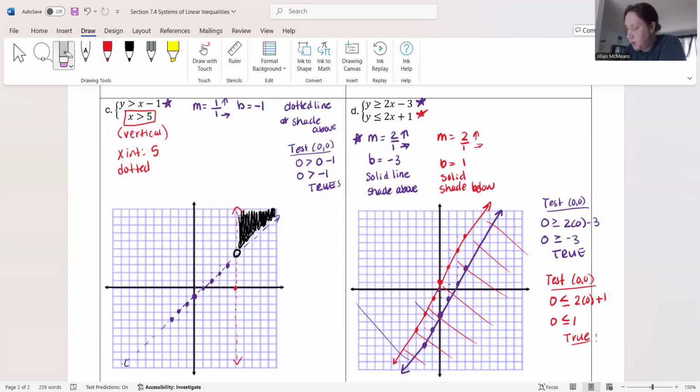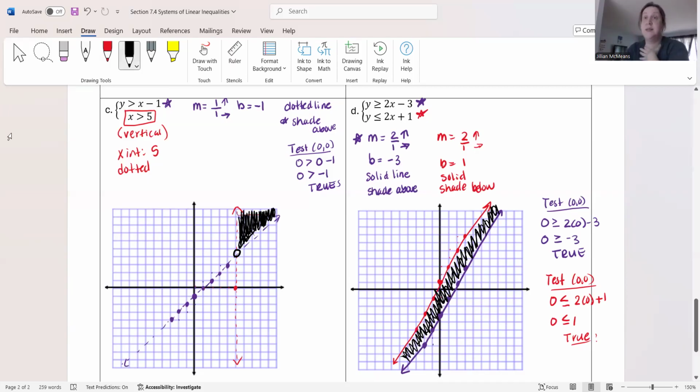So let's clean this up a little bit. Okay, we're going to shade here. Now, the two actual lines don't intersect, so we don't have to worry about an open or a closed circle at a point of intersection. So this right here is our solution. Okay, so there you have it. That is systems of linear inequalities in two variables.